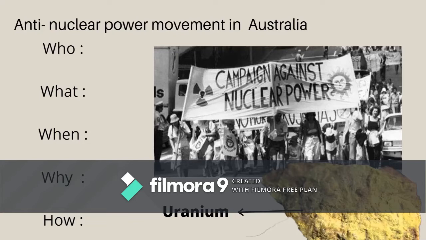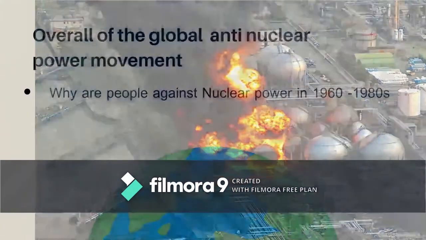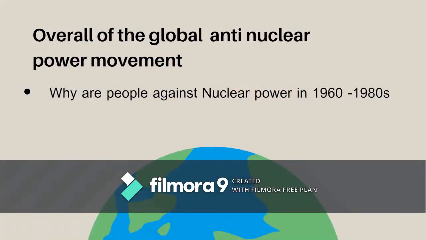So the last thing that I'm going to tell you is the overall picture of this movement. Since these movements are happening around the world, I summarize the overall reasons why activists are against nuclear power plants. So the first one is accidents, because if a nuclear power plant has an accident, people will be affected physically and mentally.